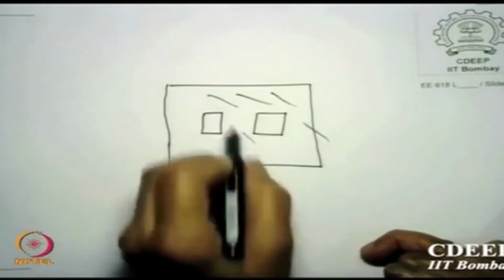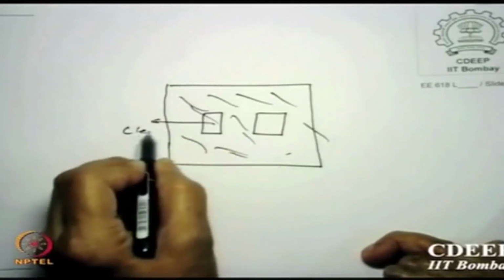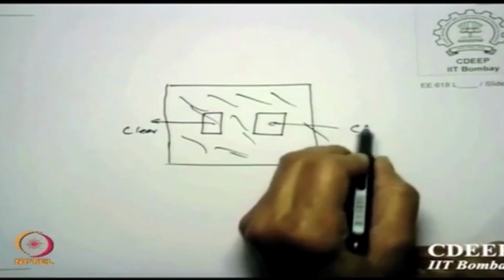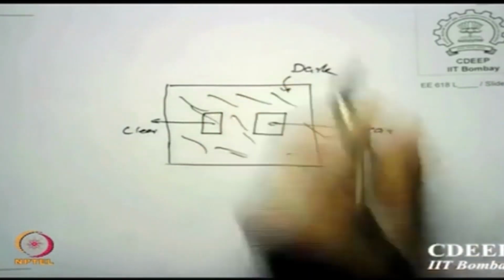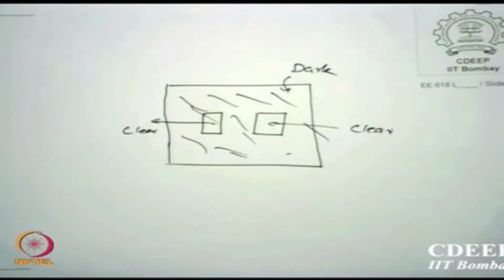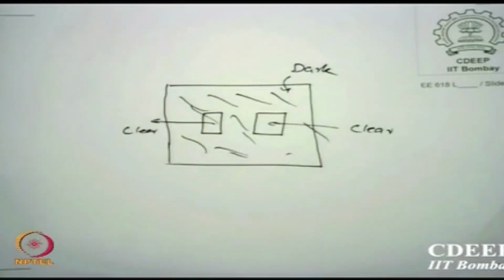This is the dark area and this is the clear area. Clear means light can pass; dark means no light can pass. So this is called a dark field mask, but the inverse can occur. This area may be clear and the windows may be dark, so it will be called a clear field mask.